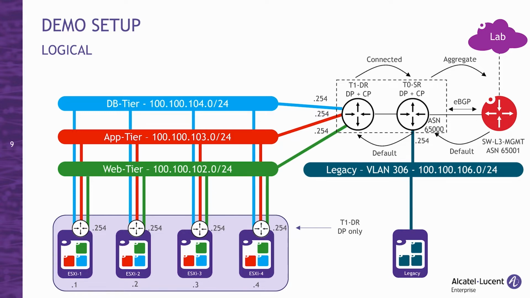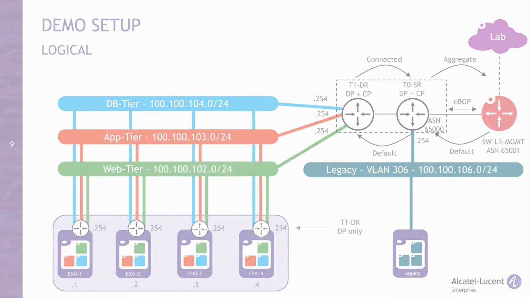Remember that the T0 router is the only one running a standard routing protocol, BGP in this case. It injects an aggregate route to the physical network, and in turn, the physical network injects a default route. The T0 router, in turn, injects a default route to the T1 router, and the T1 router injects its connected routes. That's one route per tier subnet. Let's have a look and see it from both the underlay and the overlay.